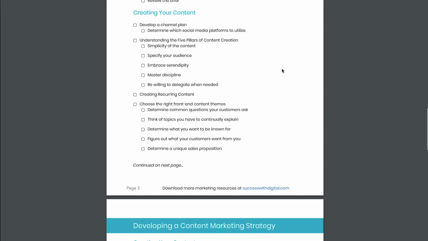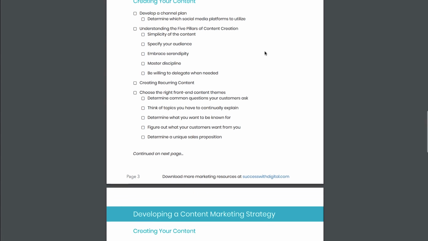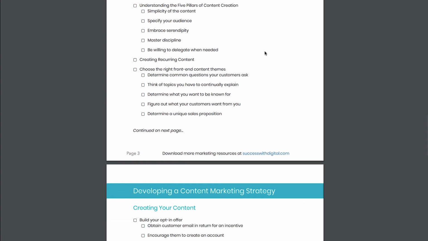All right. So next step is creating your content. The first thing you have to do is really develop a channel plan. Where are you going to be sharing this content out? If it's YouTube, well, obviously you need to have videos. You can't really use blog posts. If it's for Instagram, well, then you're looking at images and videos. So depending on where your target audience is, will really dictate the type of content that you need to be able to create.